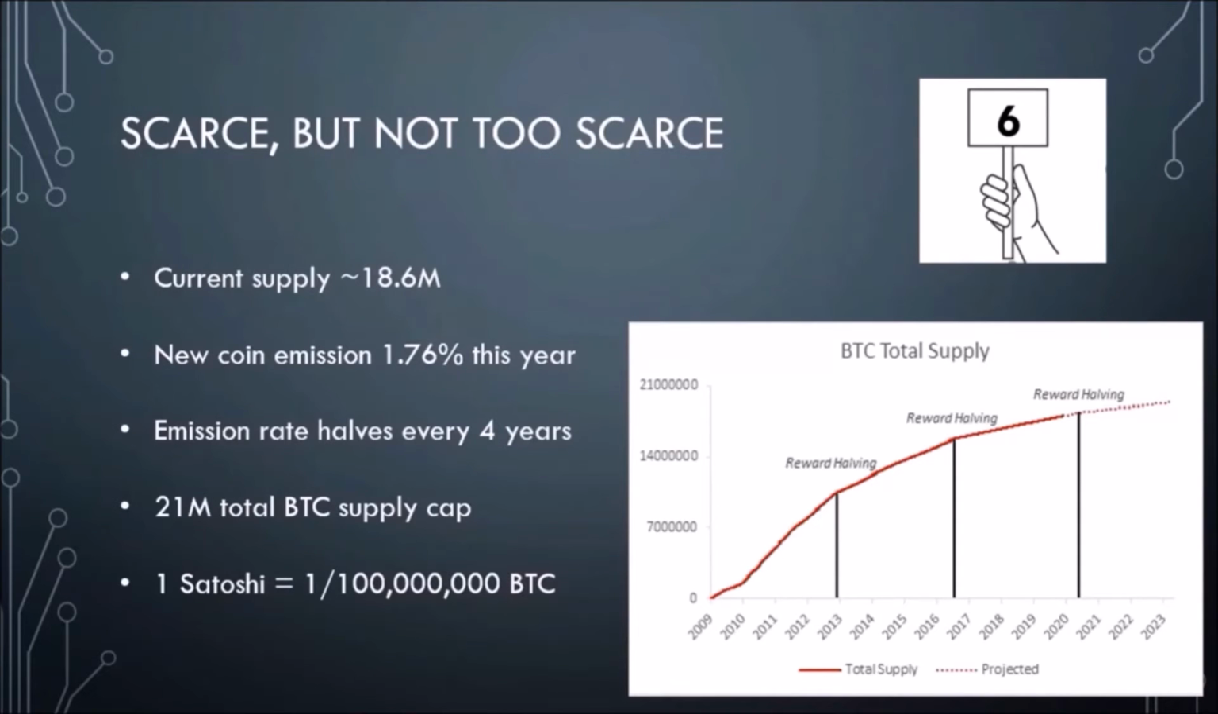So in Bitcoin's case, is the fixed supply a detriment or is it a feature? Really kind of depends on who you ask, but I'm going to give scarcity a rank of 6 out of 10.